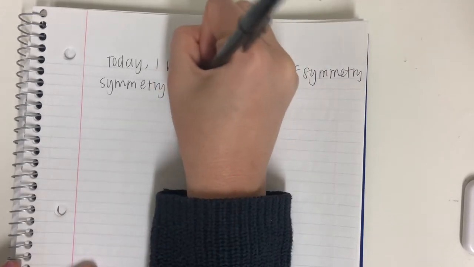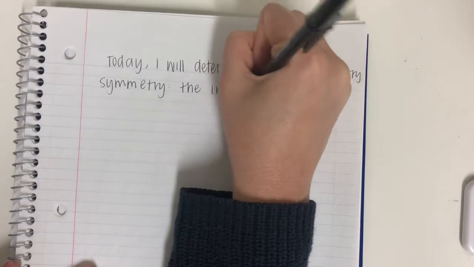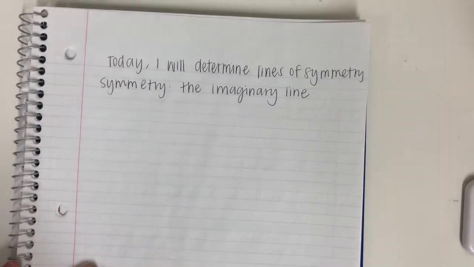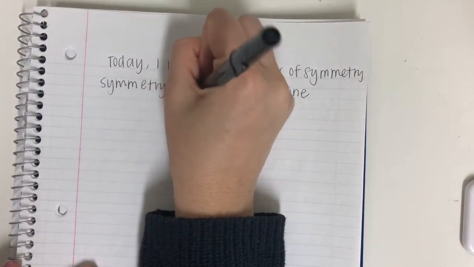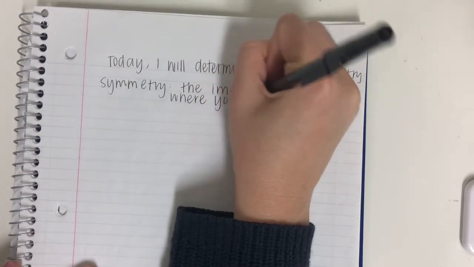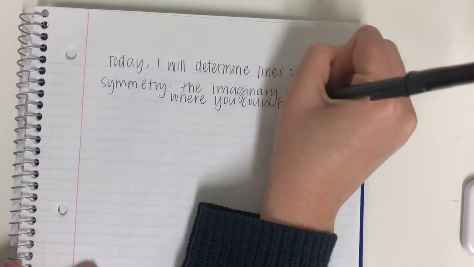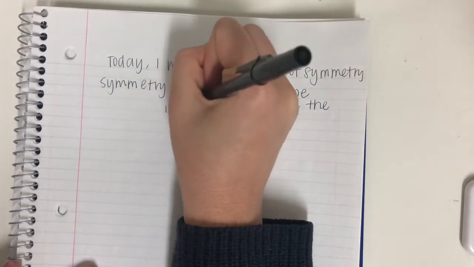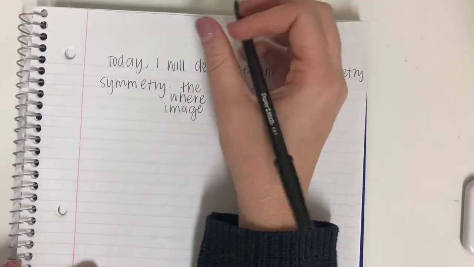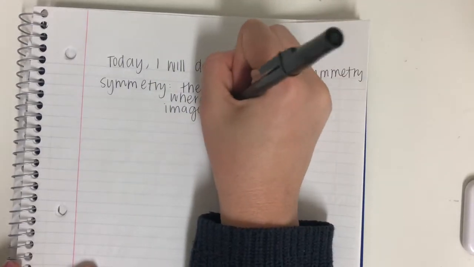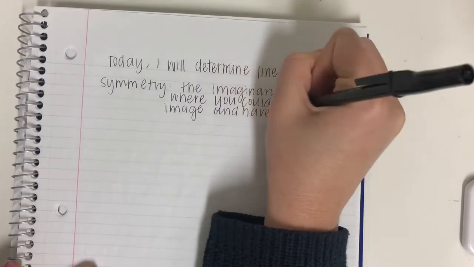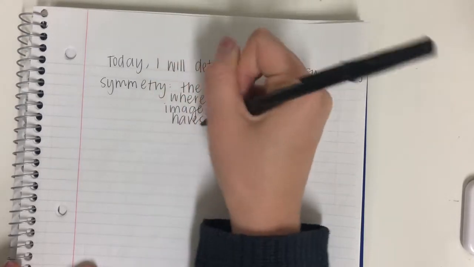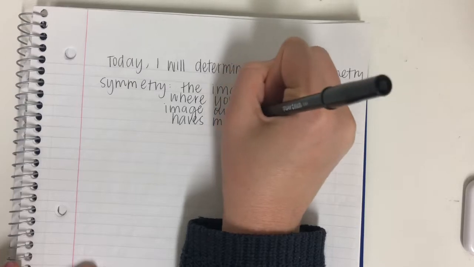And it's the imaginary line where you could fold the image and have both halves match exactly.